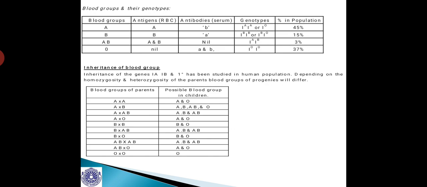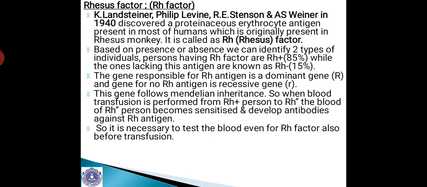So below is the list of the possible types of progenies produced by parents having different blood groups, and the inheritance of genes IA, IB and I0. It has been studied in the human population, and based on the homozygosity and heterozygosity of the parents, blood groups of the progenies will differ, which is shown here in the tabular column. The details of that we will discuss in the next class.